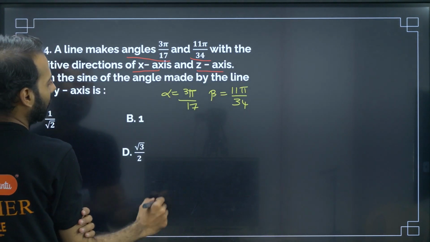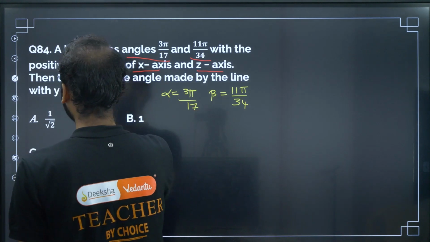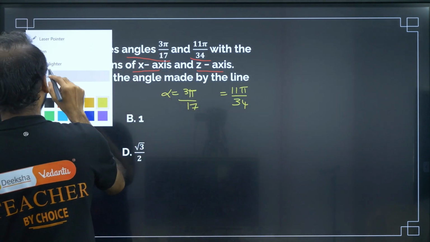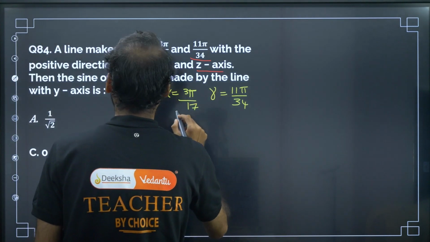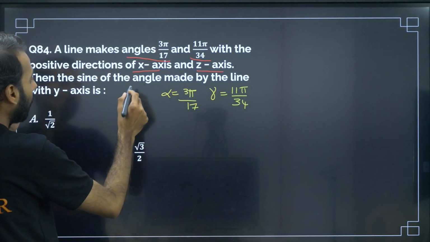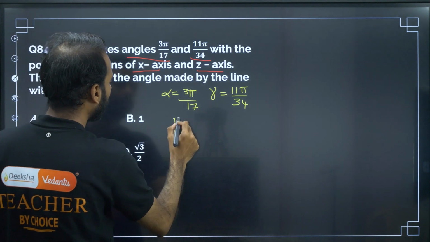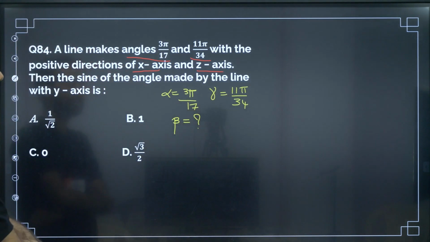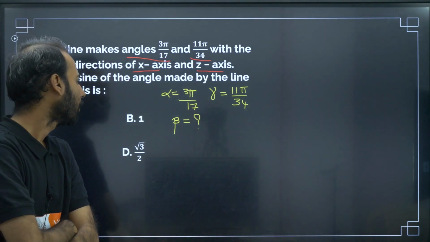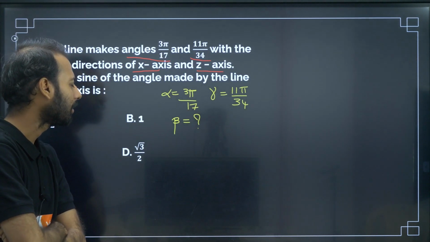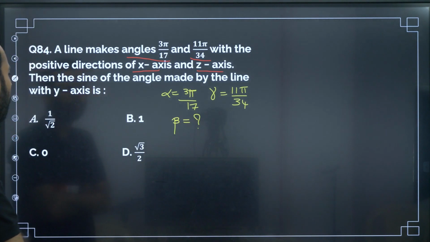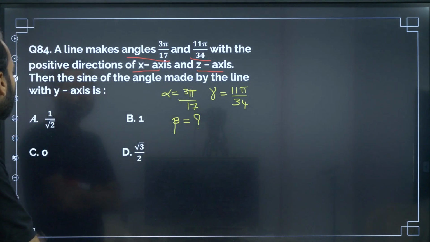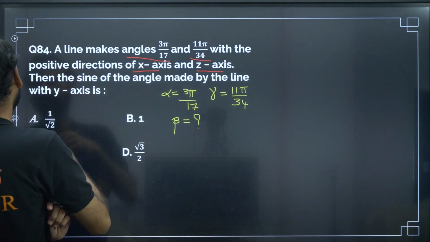Then the sine of angle, sorry, not beta, generally they denote it with gamma, with the positive. Then the sine of angle made by the line with y-axis, they are talking about beta value. So alpha is this, gamma is this, beta is what? Angle made by the line with y-axis is beta. So try to recall one synopsis point.